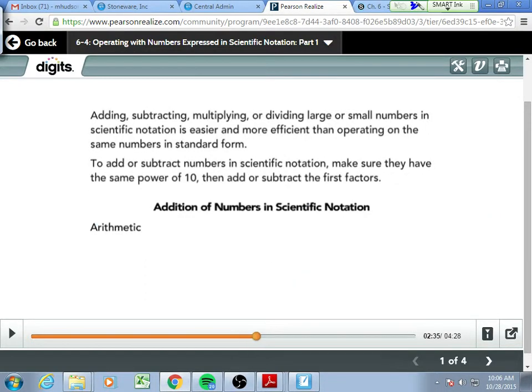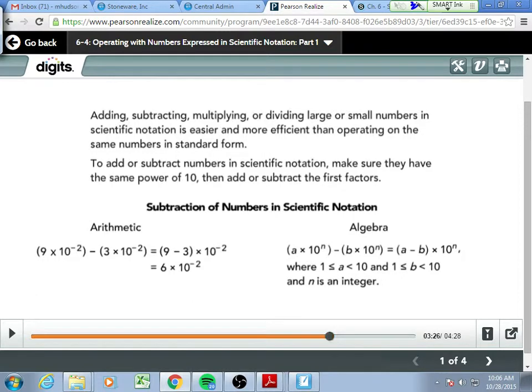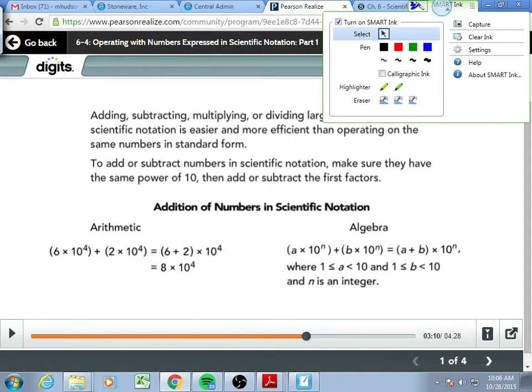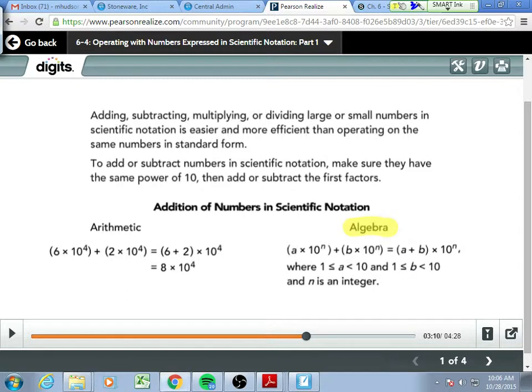Looking at our rules, this is what's in your notes. So you have the addition property, you see the arithmetic, and you see the algebra. The algebra shows you, I think almost more usefully, that if I have A and B, and both of my powers of 10 are 10 to the n, so they match, all I do is combine A and B, and I keep my power of 10.